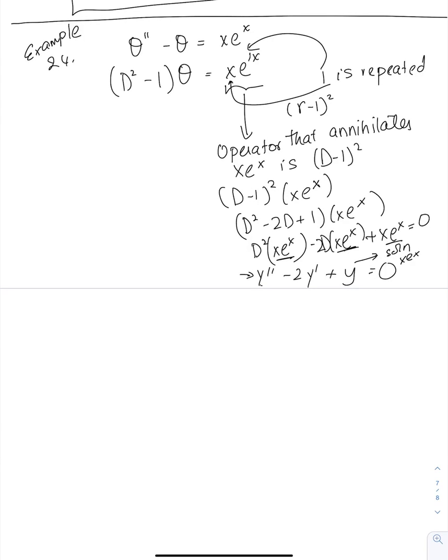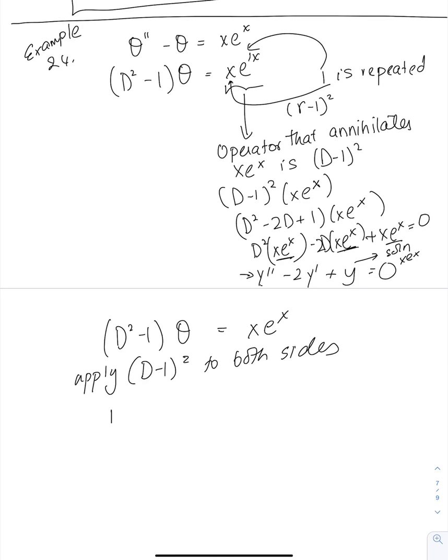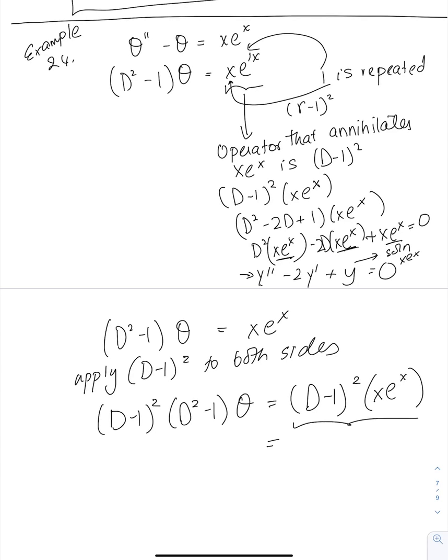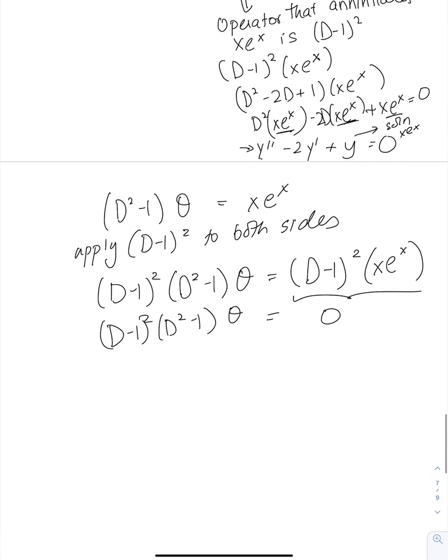So let's write the equation again. D squared minus 1 applied to theta equals x e to the x. Apply the annihilator of the right-hand side to both sides. So you'll have D minus 1 whole squared times D squared minus 1 applied to theta equals D minus 1 whole squared applied to x e to the x. This, we see, is 0. So now we have our constant coefficient fourth order homogeneous differential equation.